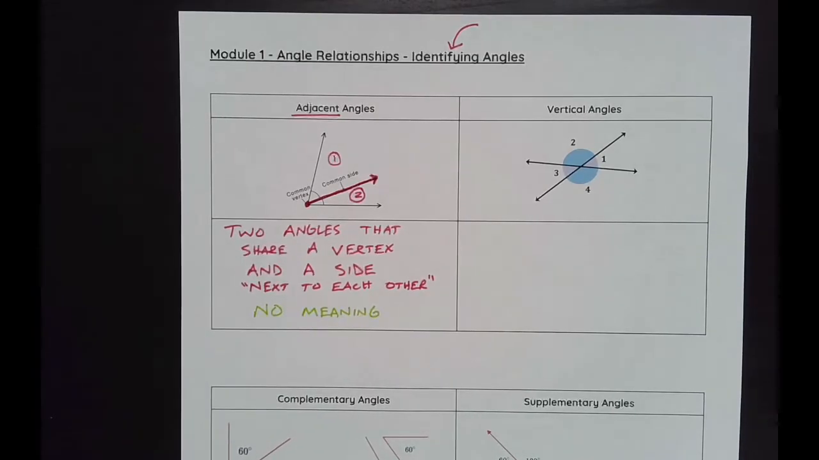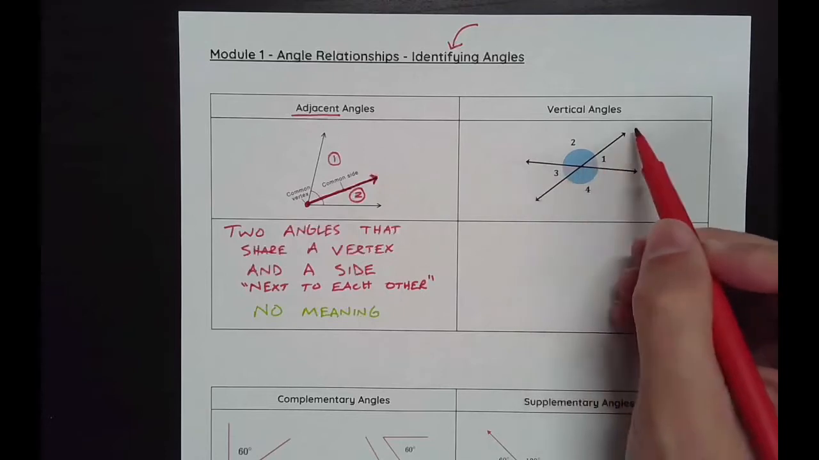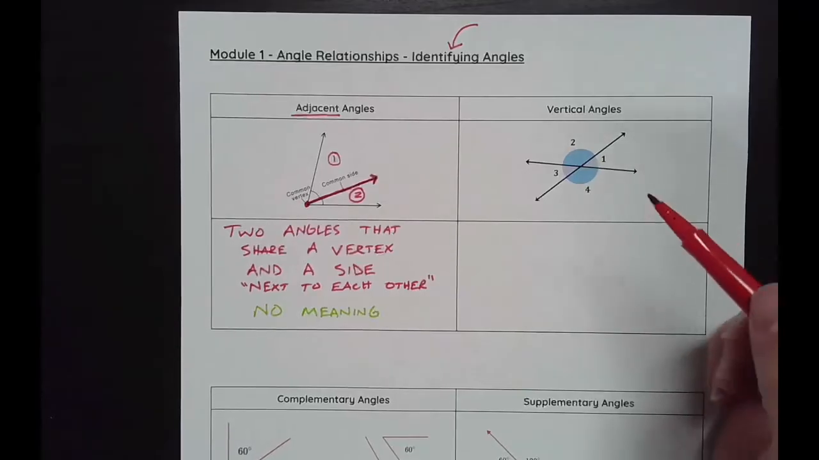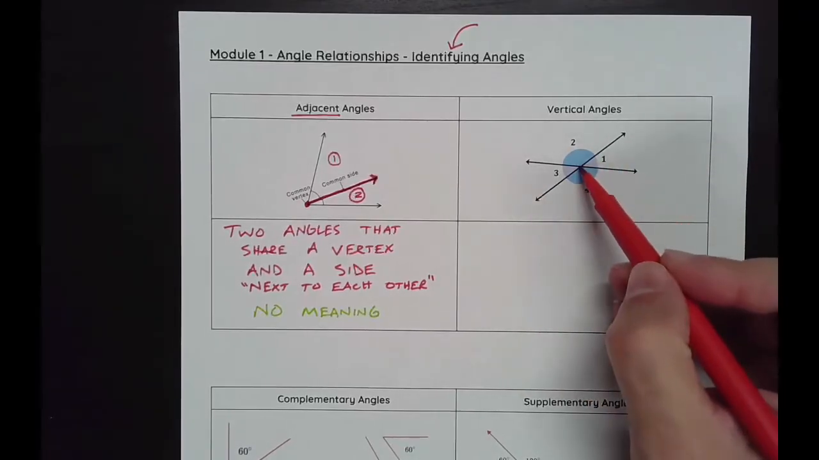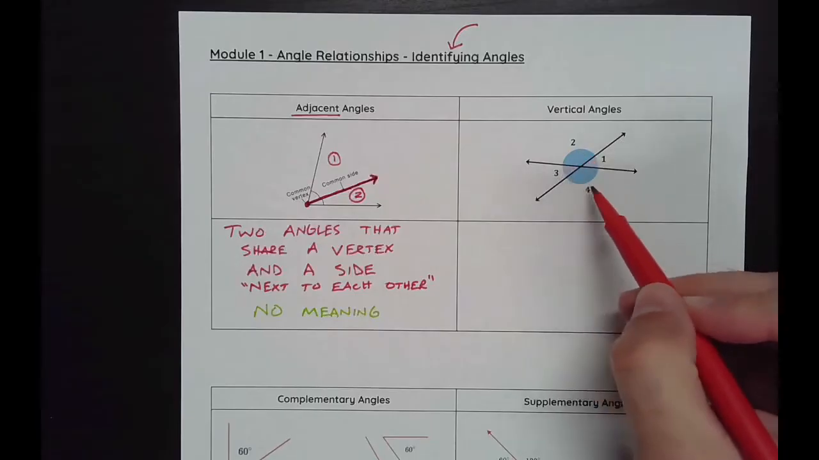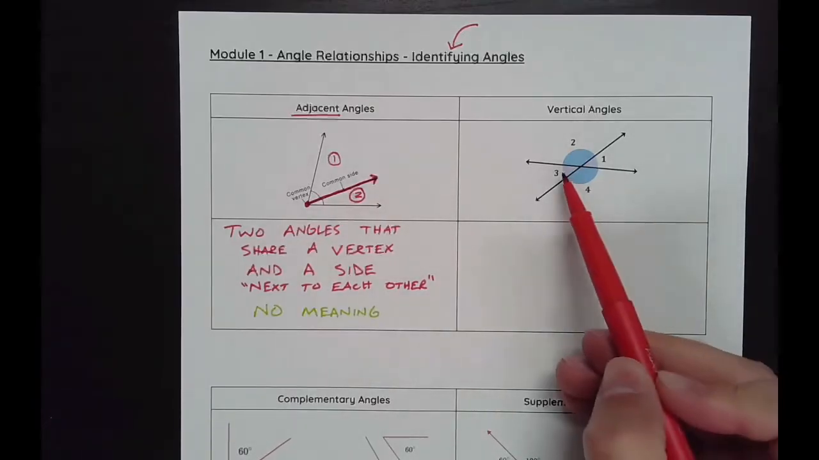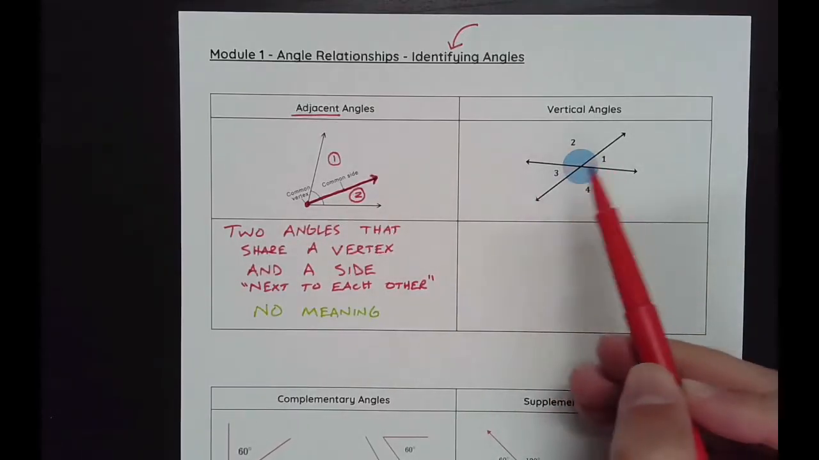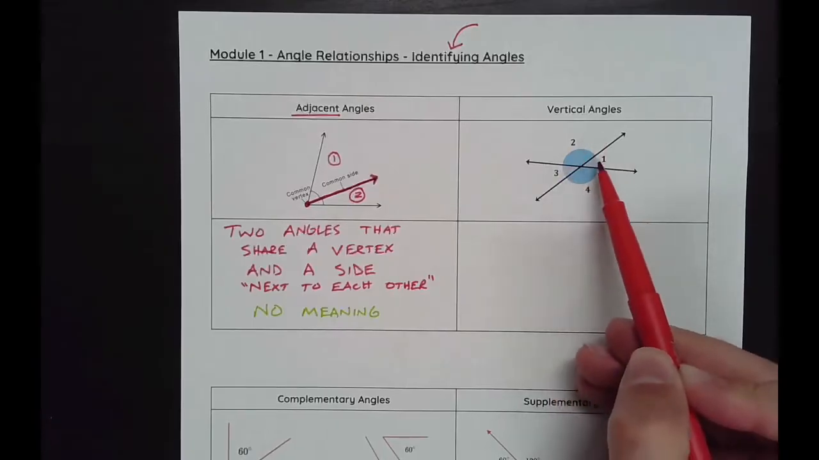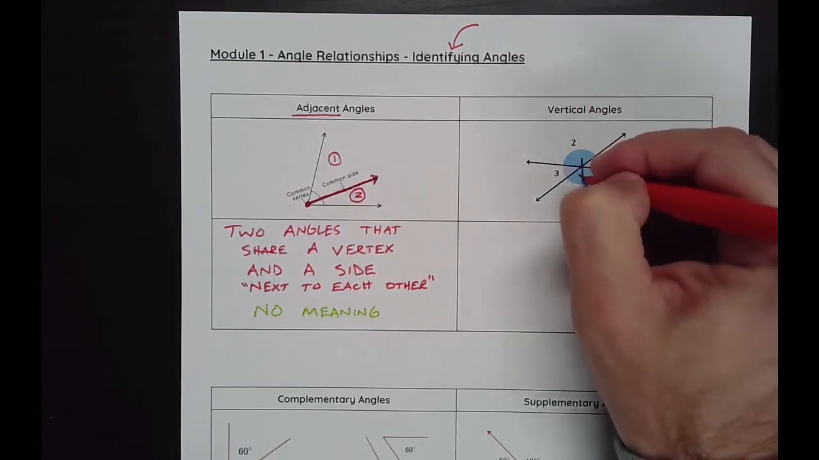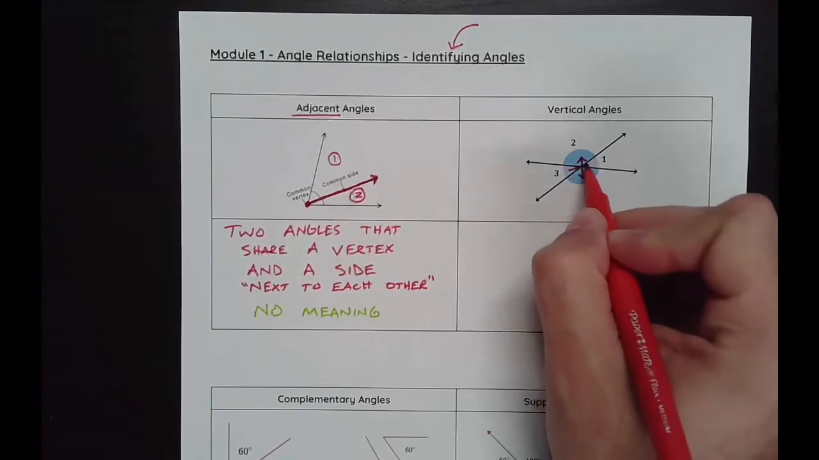Another relationship we have is vertical angles. Vertical angles are formed by two lines that intersect. So these two black lines intersect each other, they form an X. When two lines form an X or intersect at a single point, we create four angles. That's always going to occur. The vertical angles themselves are across from each other. So for example, here in this diagram, 1 and 3 are vertical angles to each other, and 2 and 4 are vertical angles to each other. So we're going across that intersection.